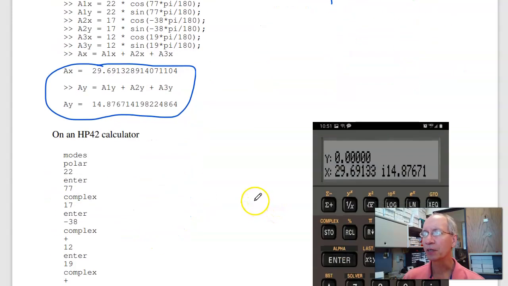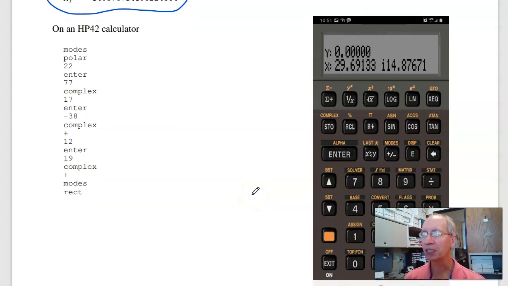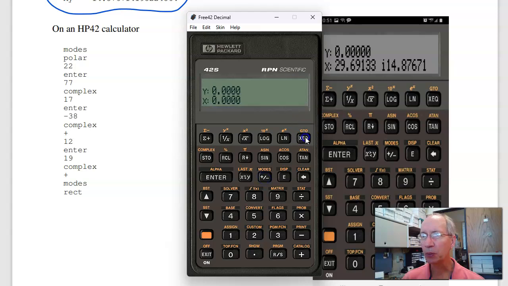A second way to solve is to use an HP42 calculator, in my opinion the best calculator ever made. I can do that by switching over to polar. Second, modes, polar. Input the first number, 22, enter 77, complex. There's 22 at 77 degrees.